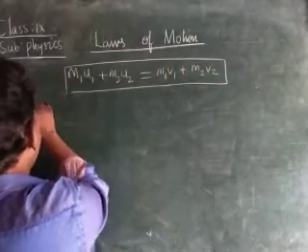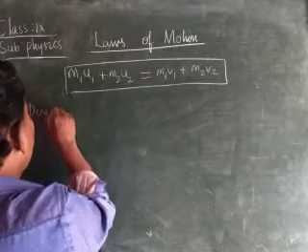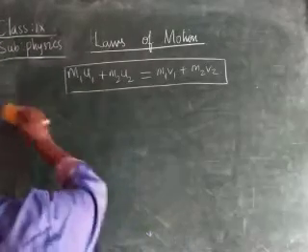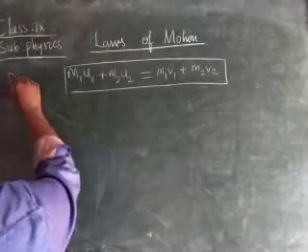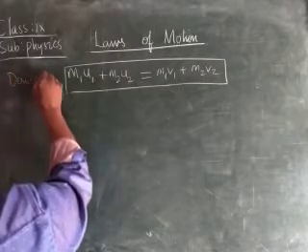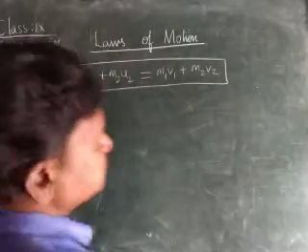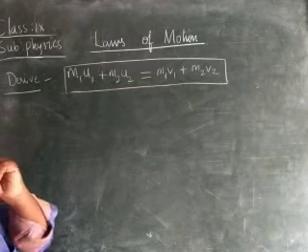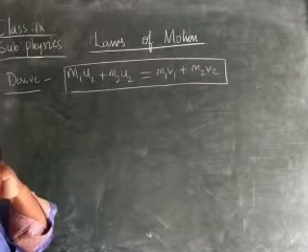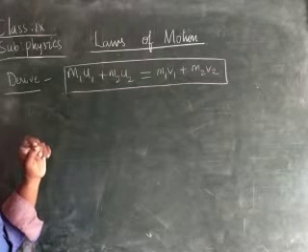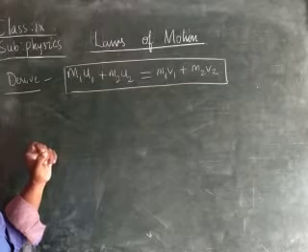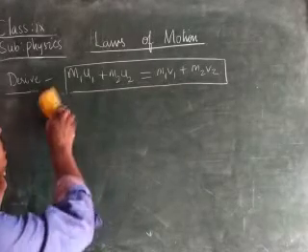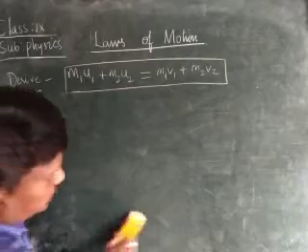Today we will learn how we derive this equation. Okay, derive m1 u1 plus m2 u2 is equal to m1 v1 plus m2 v2. Okay, children, right. m1 u1 plus m2 u2 is equal to m1 v1 plus m2 v2. Okay, right.